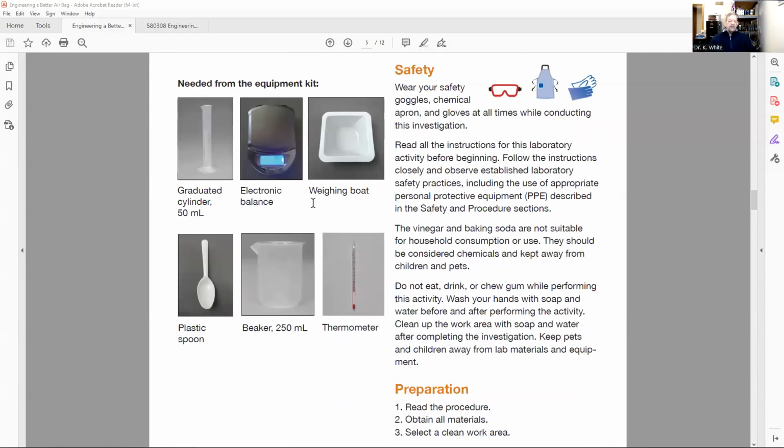And here's the equipment you'll use. Use the weigh boat and your scale to measure out the sodium bicarbonate. Use a plastic spoon to put it in there. And use your graduated cylinder to measure out the milliliters of your vinegar you'll be using.